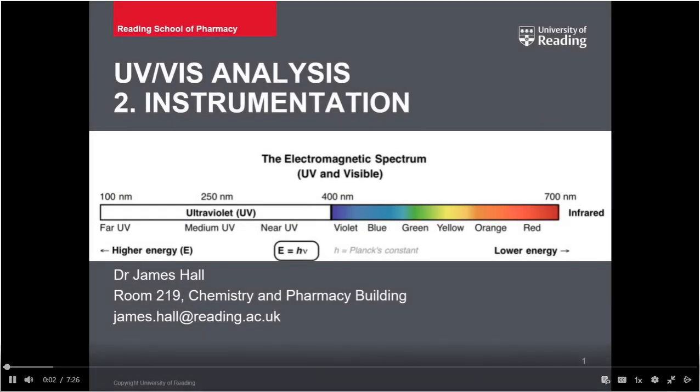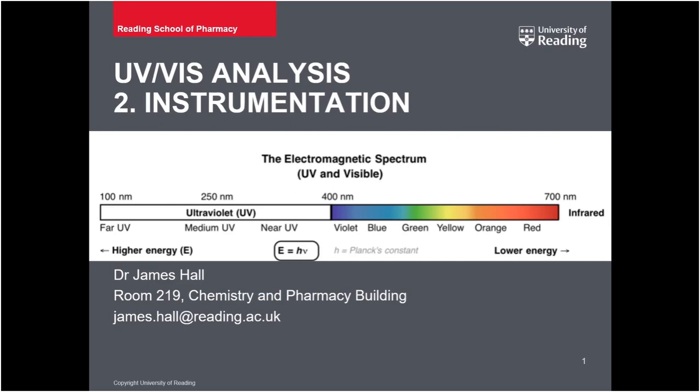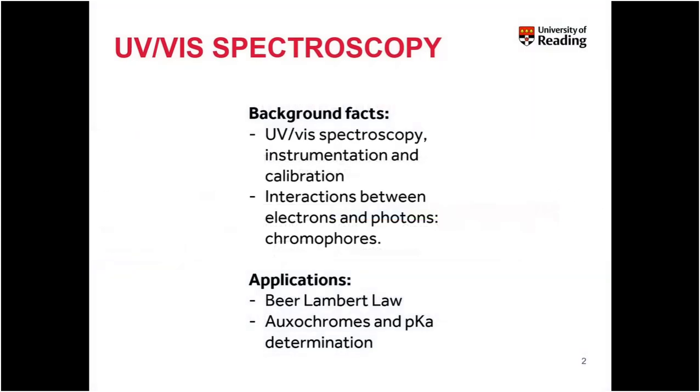In this section, we're going to look at the background theory behind UV visible spectroscopy. In this section, we're going to look at the instrumentation that is used for UV visible spectroscopy. So we're going to have a look at the components that make up the instrument and how these work together to give you important information about your sample.